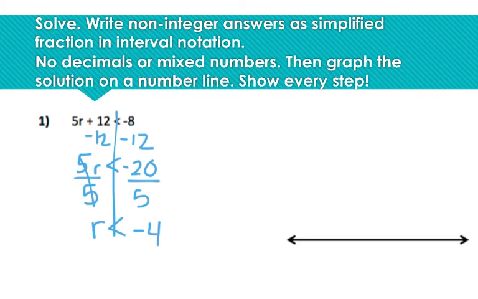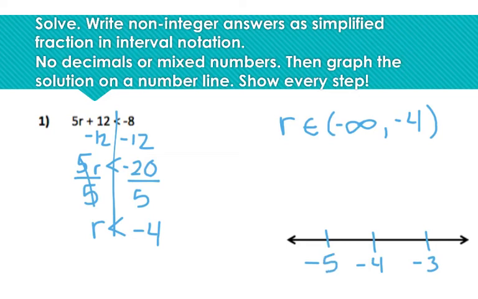Now we need to write this in interval notation. So we're going to say that r is an element from negative infinity, since r is less than a number, to negative 4, and a parenthesis since we're not including negative 4. Graphing it, negative 4 is in the middle of our number line that we've drawn, and then we have negative 3 to the right, negative 5 to the left. We're going to have an open circle at negative 4, and the arrow goes left to negative infinity.